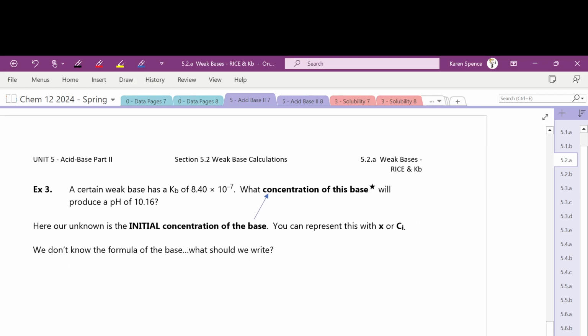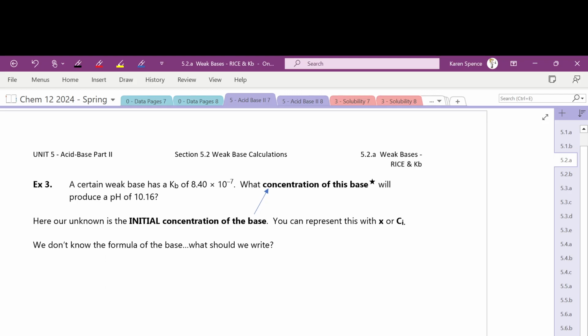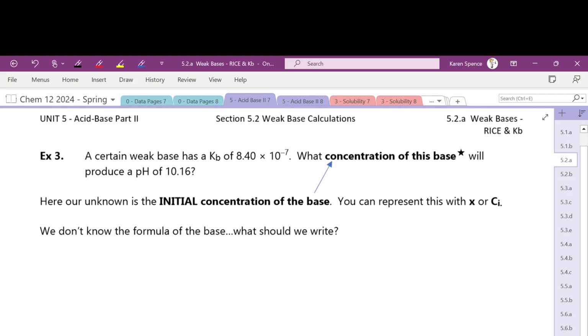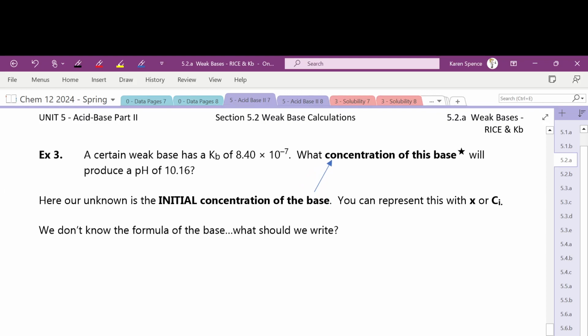Do you guys think you could do this one on your own? Give it a try, okay? This is the third variant where you're finding the initial concentration. You've done this for acids, now you're doing it for a base.